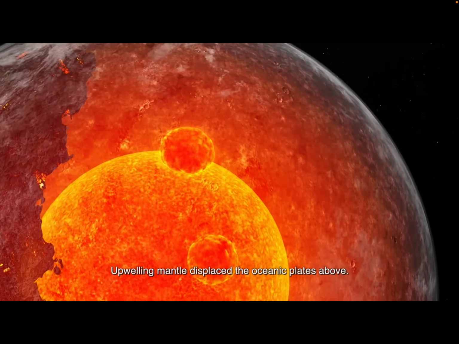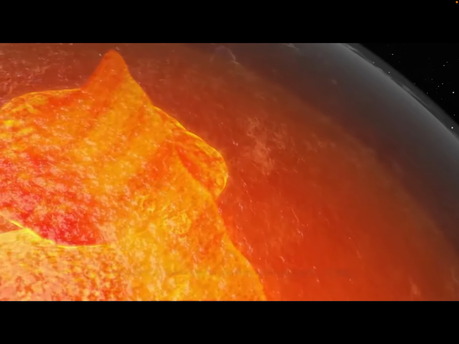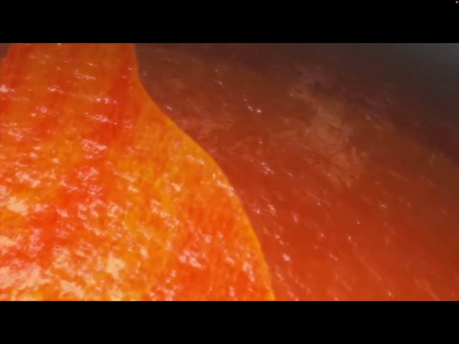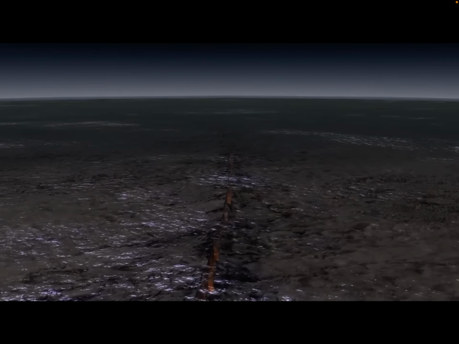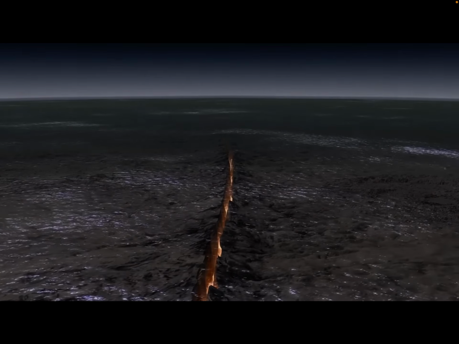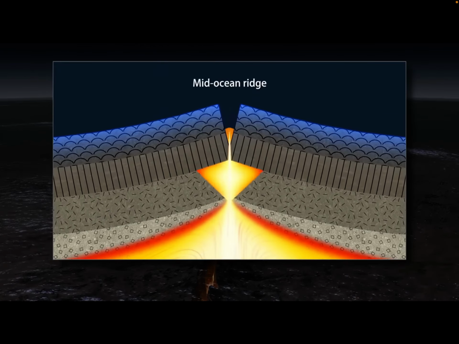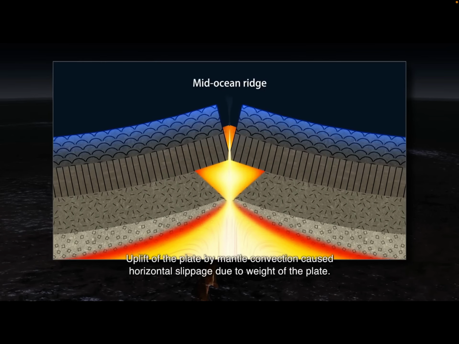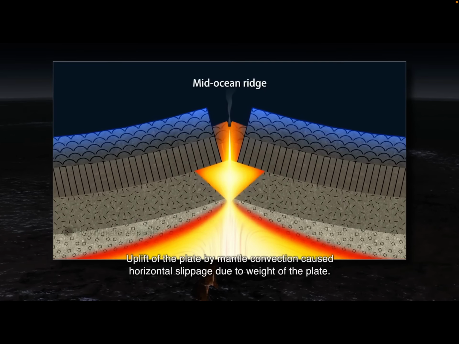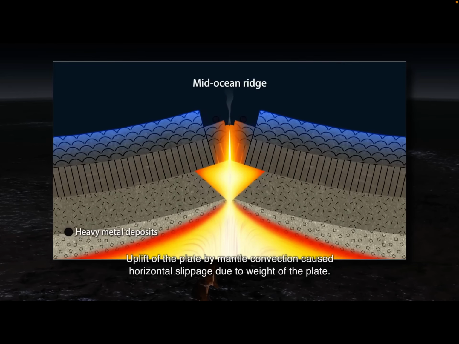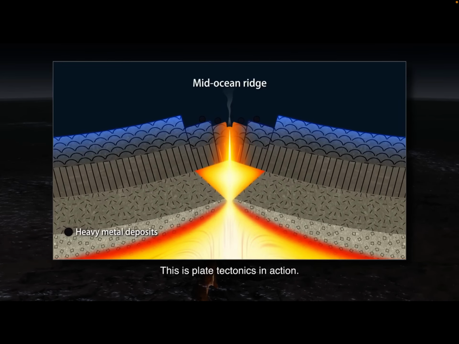Upwelling mantle displaced the oceanic plates above. Yeah, right now this is the beginning of tectonic plates. Yeah, that giant rift right there is about the continental plate. Uplift of the plate by mantle convection caused horizontal slippage due to the weight of the plate. The black part is heavy metal deposits. This is plate tectonics in action.